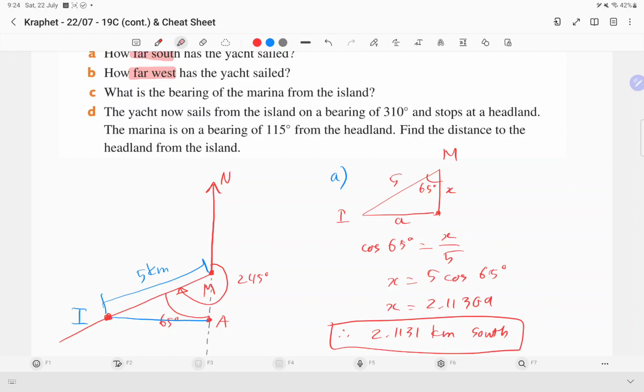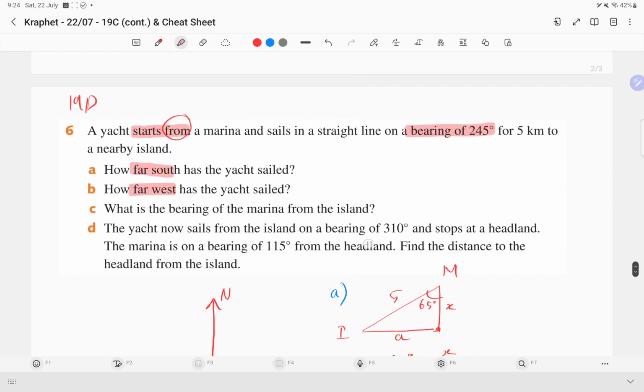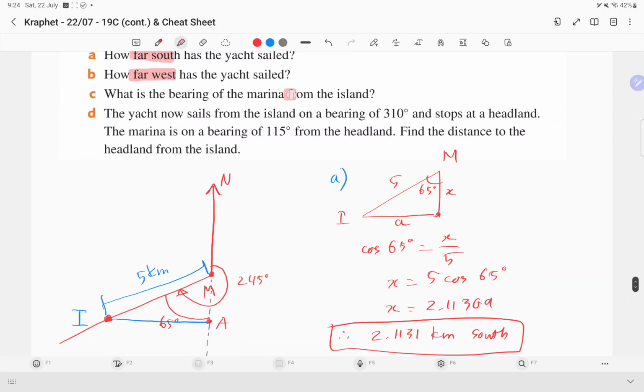We're gonna draw a triangle. We're not drawing the triangle first. I see. The keyword, again, what I said earlier, right? From the island. Yeah. Because of the keyword from the island, you have to draw the north line from the island.